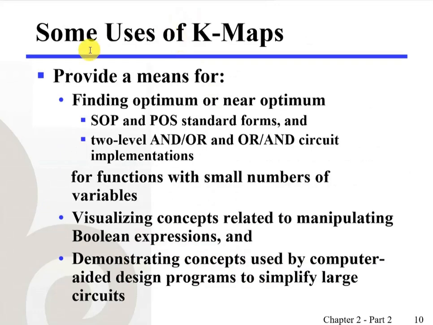So the K-map is used to find an optimum or near optimum expression for sum of products and product of sums standard forms. Finding the optimum, right? And also for two-level AND-OR and OR-AND circuit implementation. Also note that it is useful for functions with a small number of variables, for visualizing the concepts related to manipulating Boolean expressions, and for demonstrating concepts used by CAD, computer-aided design programs, to simplify large circuits. So the K-map is a graphical technique that allows us to optimize the circuit, find the optimum or near optimum.